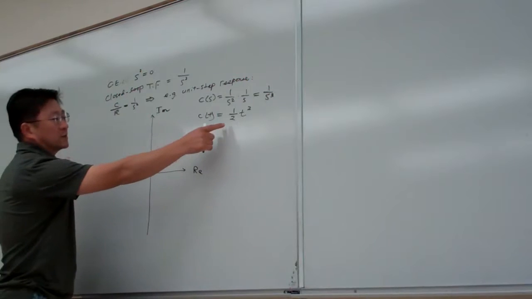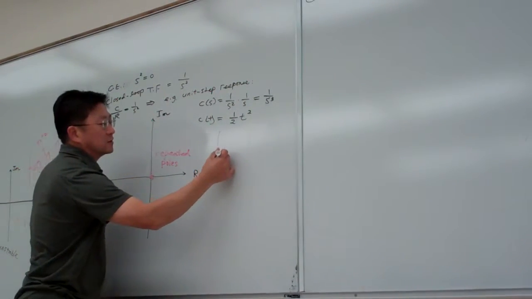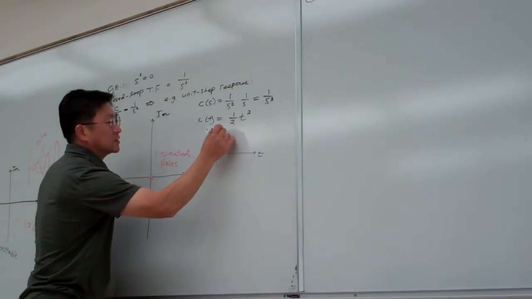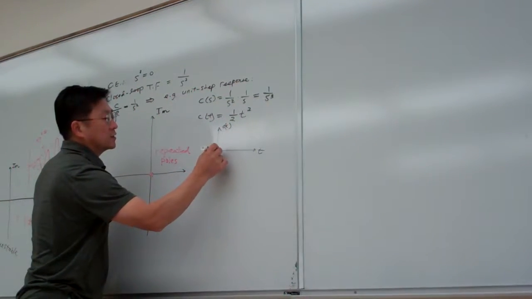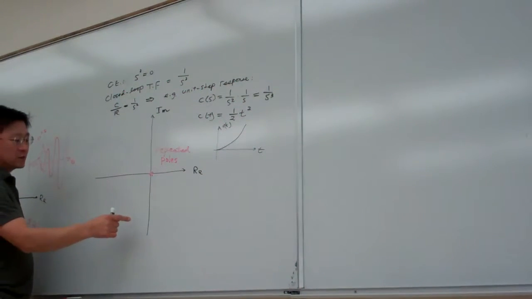So from here you can see that c(t) is in terms of t. In the time domain, the value of c(t) is going up, so we can tell this is unstable.